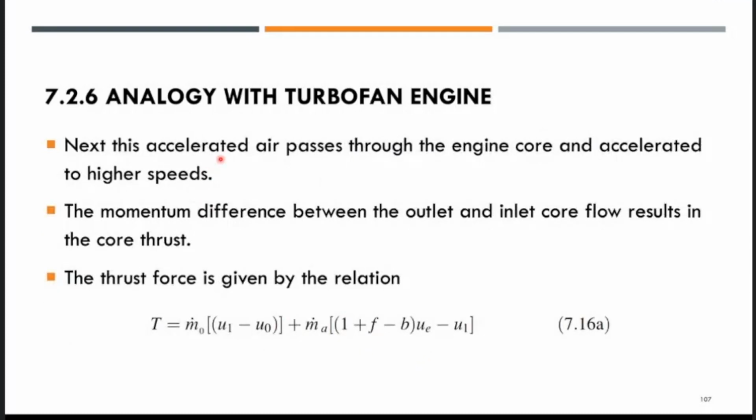Okay, next, this accelerated air passes through the engine core and is accelerated to a higher speed. The momentum difference between the outlet and inlet core flow results in the core thrust. The thrust force is given by this relation. You have this expression 7.16A, okay, where you have the component of the velocity between U1 and U0, and then you have the component of the fuel air ratio and the bleed air, and between the exit velocity and the U1 velocity.